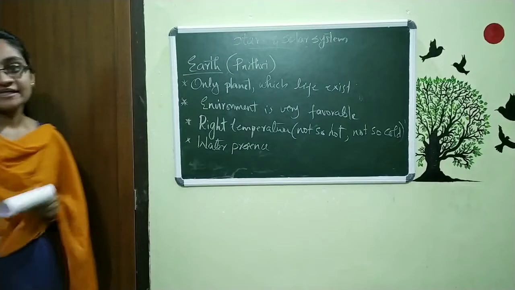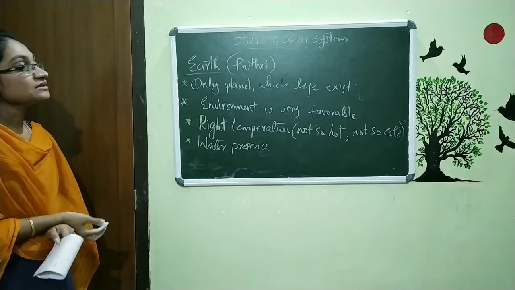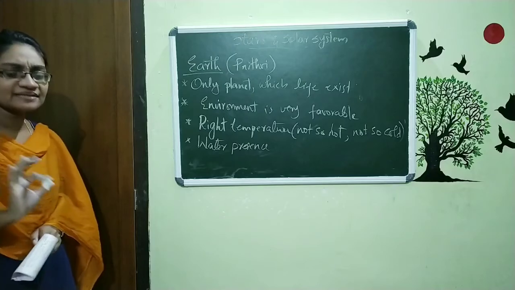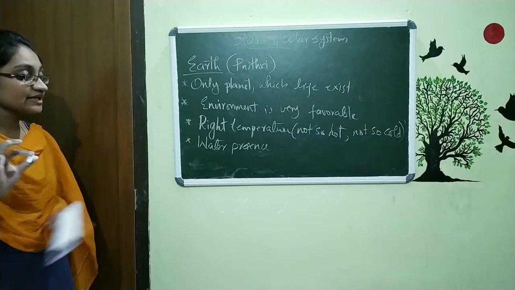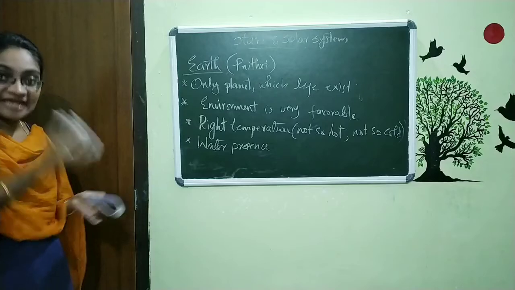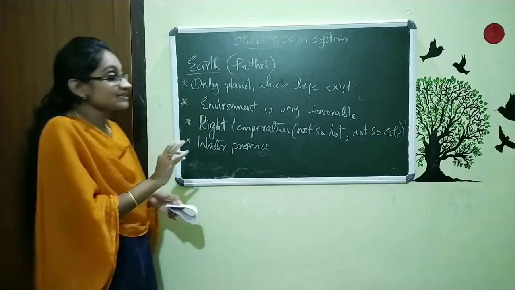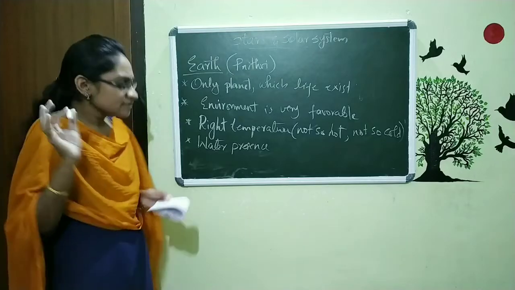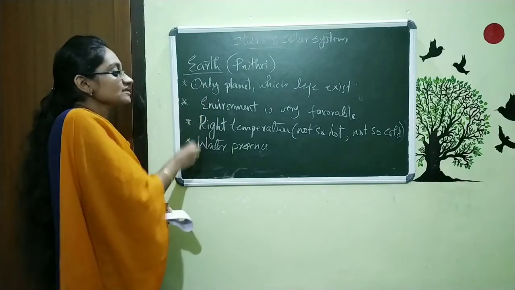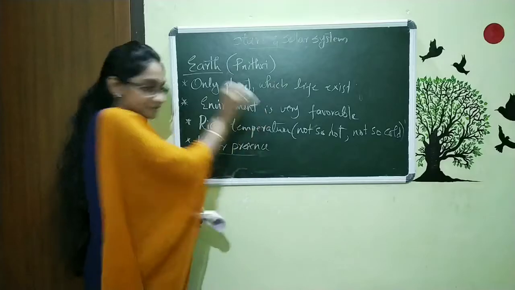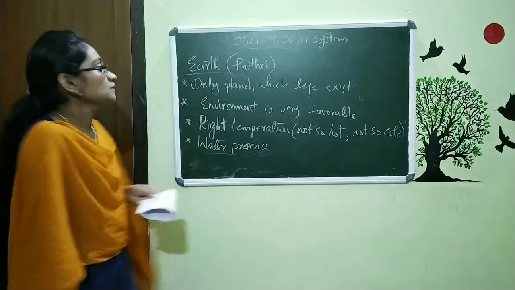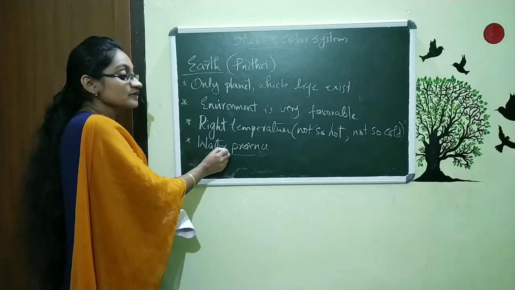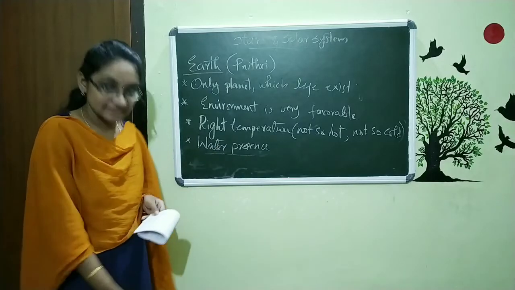Presence of water. Here water is available. Some planets have no water, and in some planets the water is in gaseous form, or they have some sort of acids and all. So we can say on Earth it is favorable to have water, and we have plenty of water. So for the existence of life, water is one of the important factors needed.